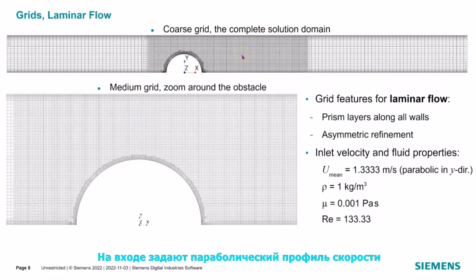At inlet, a parabolic velocity profile is prescribed, with the analytical solution for fully developed channel flow, with mean value of velocity equal to 1.3333 meters per second. Fluid density is 1 kg per cubic meter and the viscosity is 0.001 Pascal second. This gives a Reynolds number of 133.33.